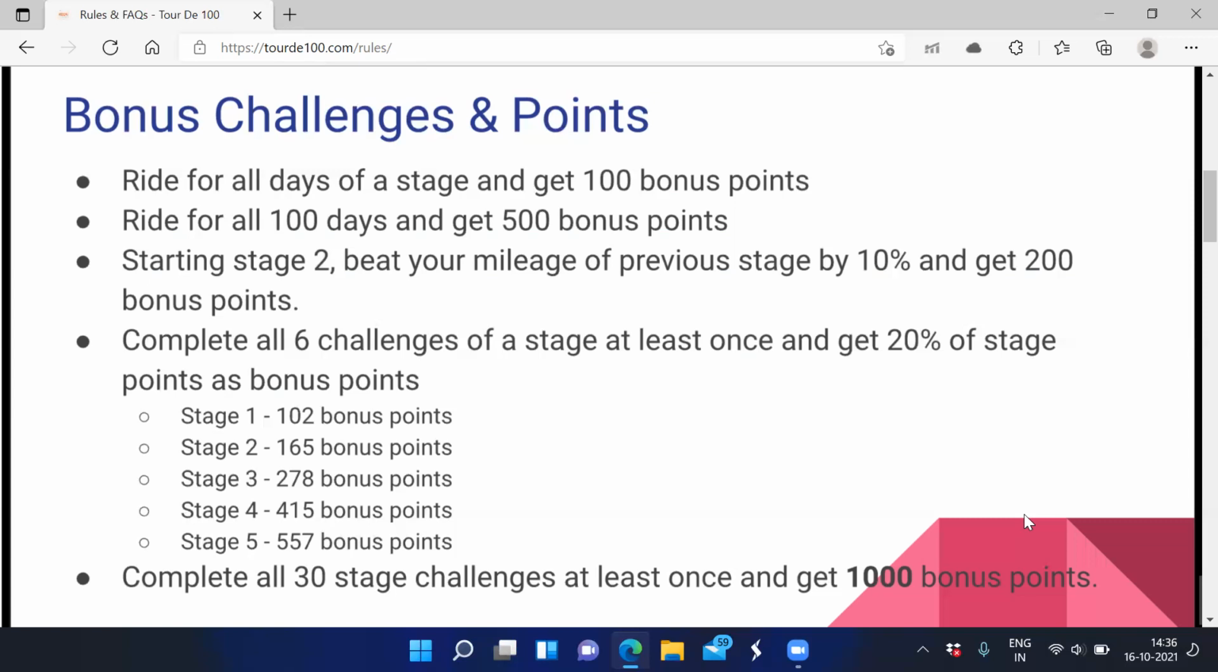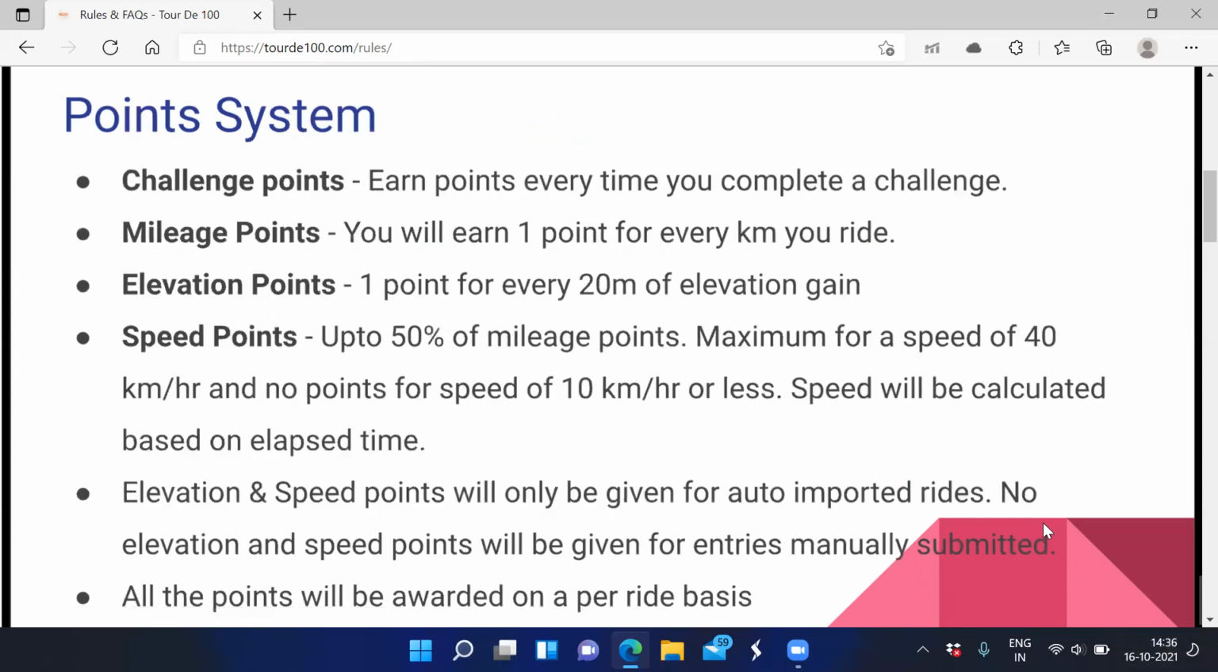Okay, and then complete all 6 challenges of a stage at least once and get 20% of the stage. So for example, if you complete all 6 challenges in stage 1, you'll get 102 bonus points because you have completed all the 6, and you can do it multiple times. So if you complete all the 6 challenges twice or thrice, then accordingly the points will be added. And if you complete all the 30 challenges, 6 challenges in 5 stages, in all the stages, at least once you'll get 1000 bonus points. 1000 bonus points, that's a lot.